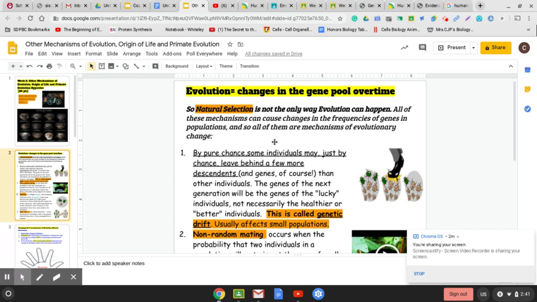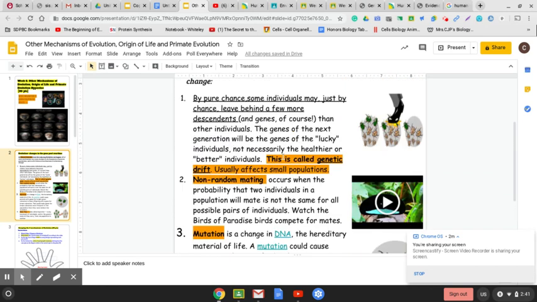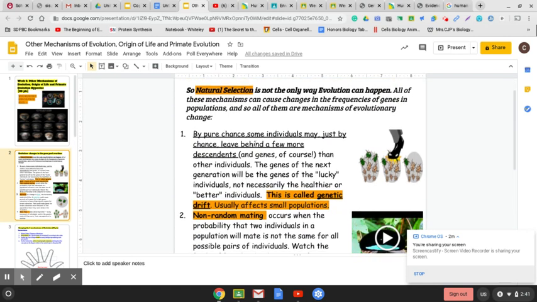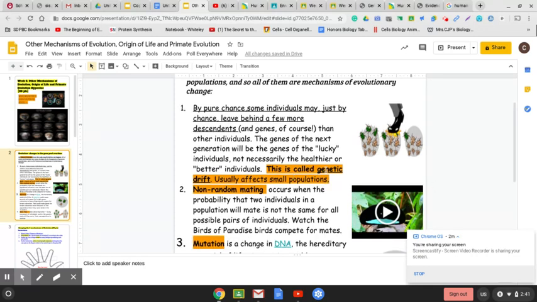All right. So there are four other main ways that evolution can occur aside from natural selection. So we know natural selection. We've already discussed it. Now we're going to be talking about some other ways. The first one, which is my favorite, is basically dumb luck.